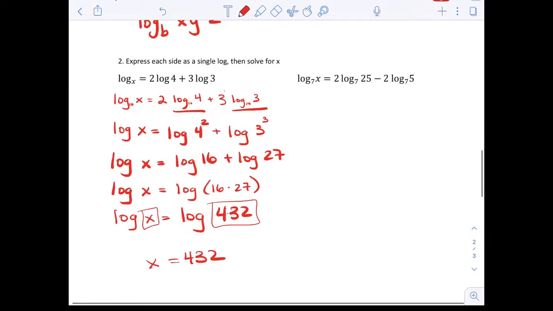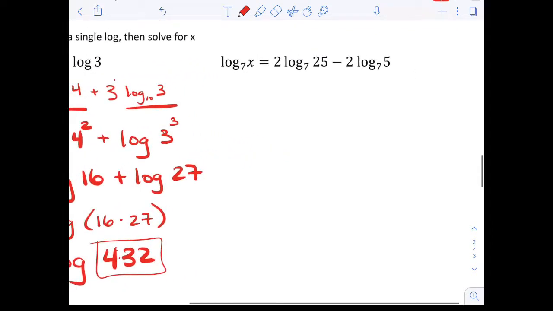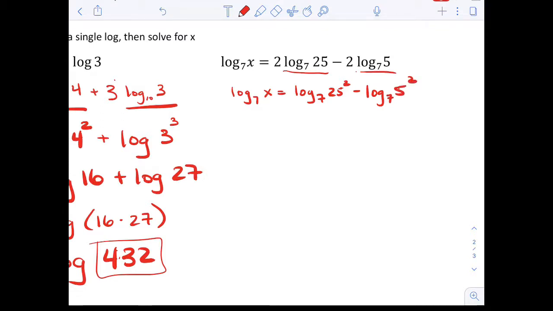So let's keep going here. Next one, we have log 7s. So this left side, we can't do too much with it. Log base 7 x is equal to, if we look at this, I have log 7 25 and log 7 5. Can't subtract those. I have 2 of them, but I can't subtract them because they're not the same. So what I'm going to do is what we just did. Log 7 25 to the power of 2 minus log 7 5 to the power of 2. That 7's always going to stay a 7. It's not going to change, not going anywhere.